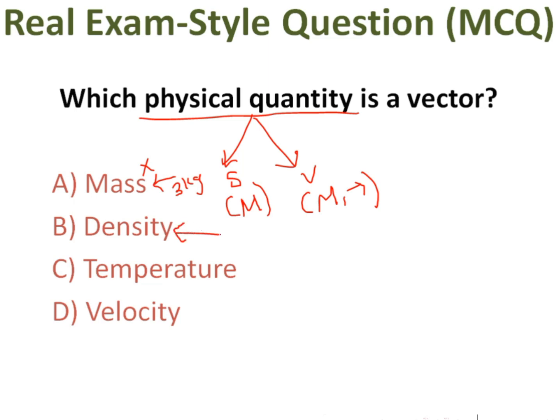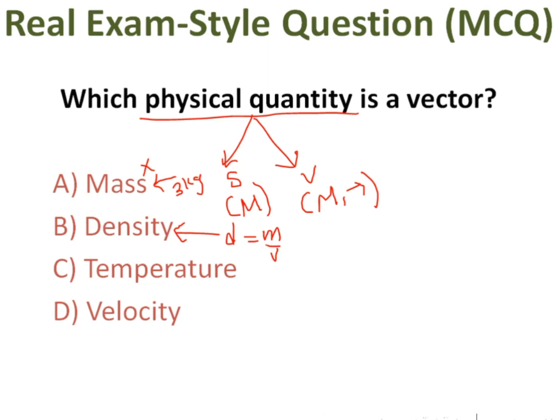Next, density. Density is equal to mass divided by volume. It describes how compact the matter in an object is. Again, it has only magnitude, no direction. So because of that, density also cannot be a vector.